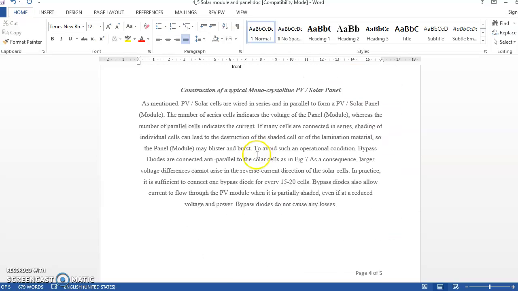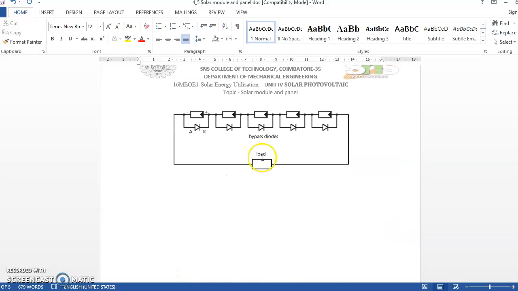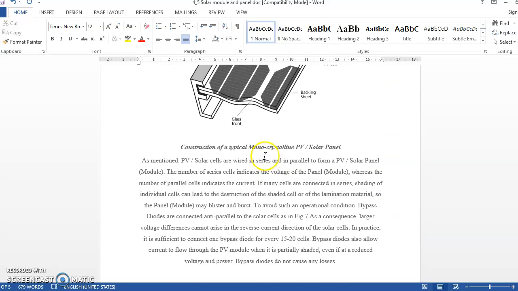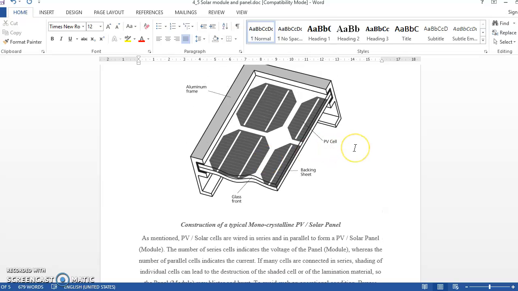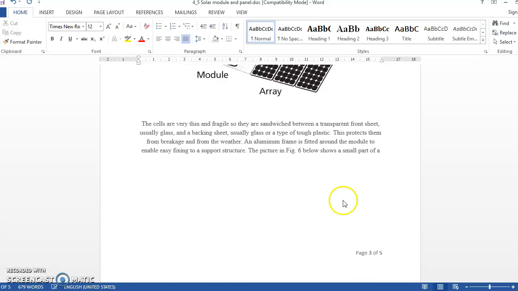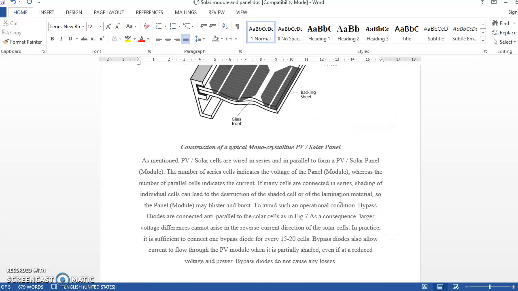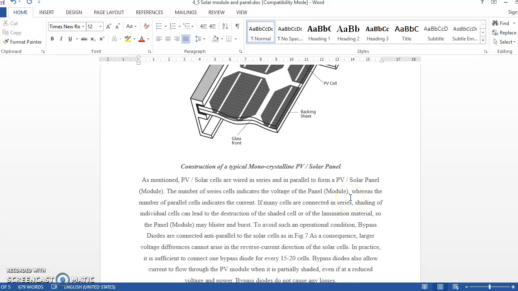And let me see some of the bypass diodes which we discussed in the class already. The construction of a typical monocrystalline PV solar panel, as mentioned. The number of series cells indicates the voltage of the panel, whereas the number of parallel cells indicates the current. We have seen what is parallel connection and what is series connection, and we have gone through it for the A1 examination also.